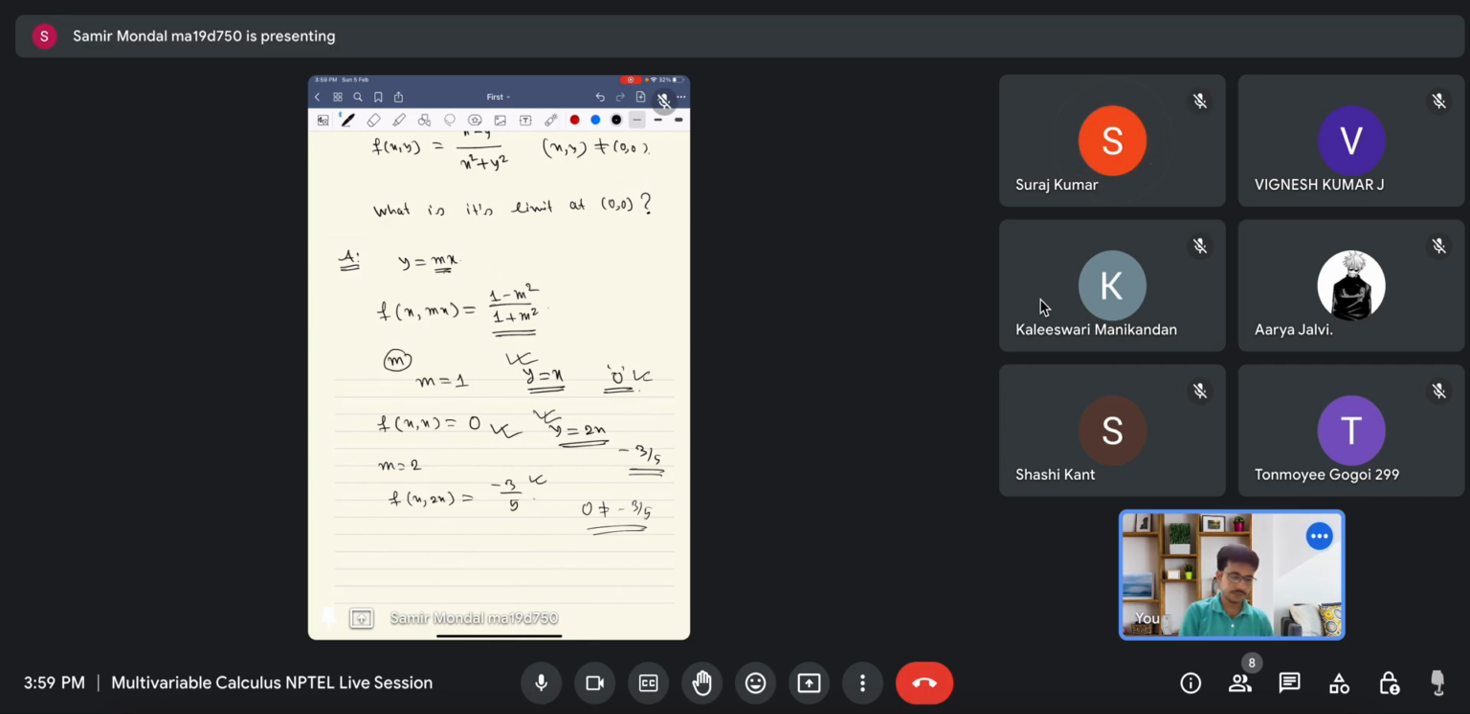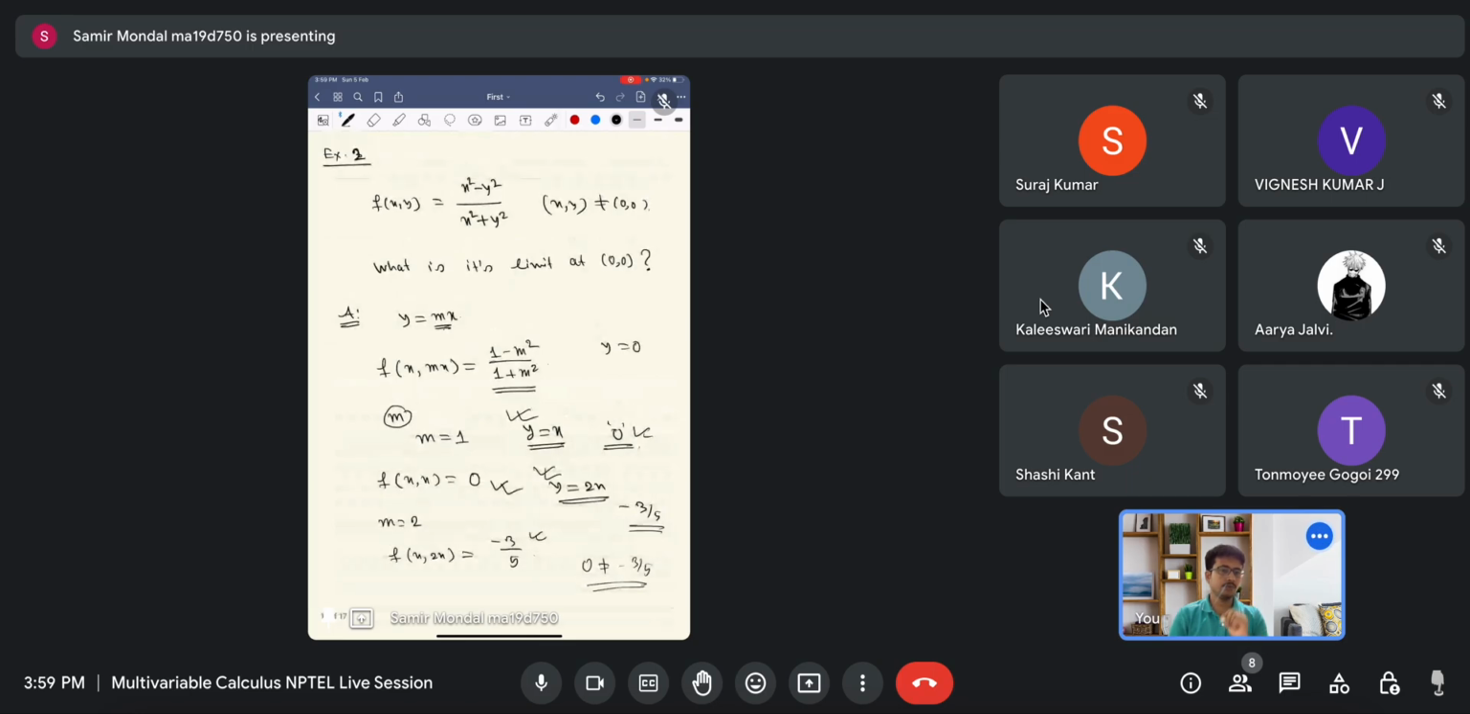Yes, sir. And one can also check the x axis and y axis. If someone puts y equal to 0, what will we get? We will get the limit as 1. Okay, if someone puts x equal to 0, that is along the y axis, that time we will get minus 1. Okay, these few are basic paths, we can easily use those paths.